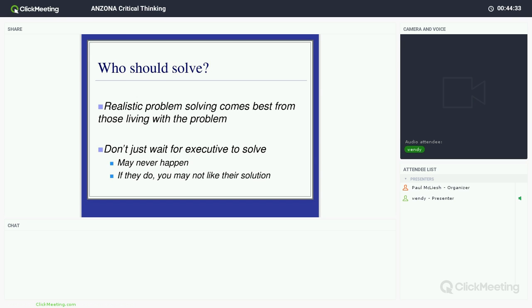When there are problems, or when there is a policy that needs to be reviewed, who is the best problem solver? It really should be the people that are dealing with it. So realistic problem solving comes best from those living with the problem. Don't just wait for executive or someone else from outside to solve that. First of all, it may never happen, or if they do, it may be a solution that you're not liking. So if you are getting involved with that, and taking it from a critical thinking point of view, they will be actions and policies that you will be a lot happier to be involved with as well.